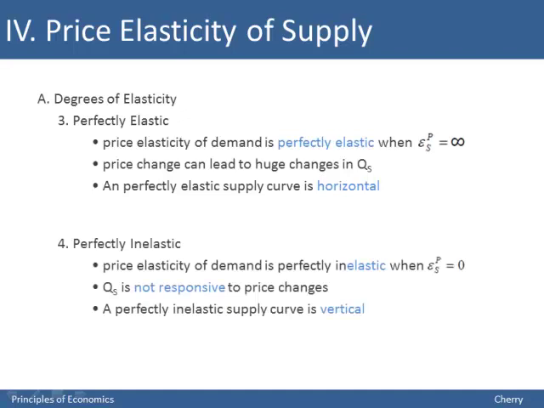And then we have perfectly inelastic supply. And that's when price elasticity of supply equals 0. And that indicates that producers are not responsive to price changes. And that's going to be a vertical supply curve on the graph. So perfectly inelastic demand was a vertical demand curve. Perfectly inelastic supply is a vertical supply curve. Both indicating that the respective side of the market is not responsive to a price change.